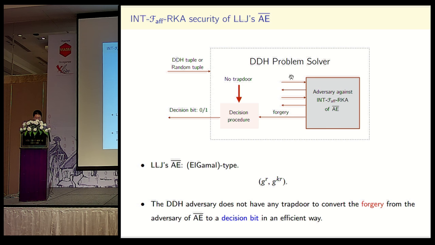However, the DDH problem solver, who does not have a trapdoor, is not able to convert the forgery from the adversary to a decision bit efficiently. The failure of the INT-RKA security of LLJ's AE bar in turn affects the KDM-CCA security of the LLJ scheme.